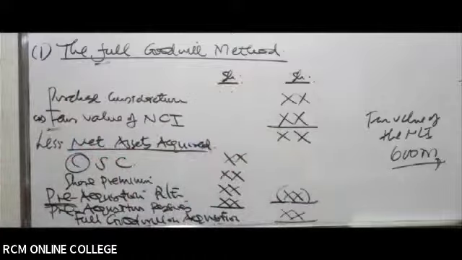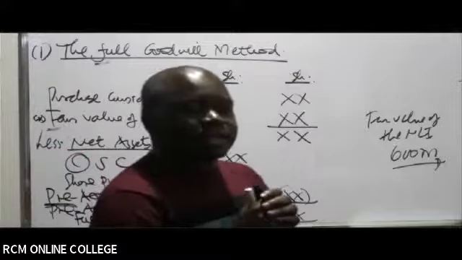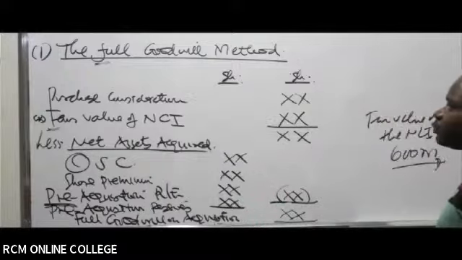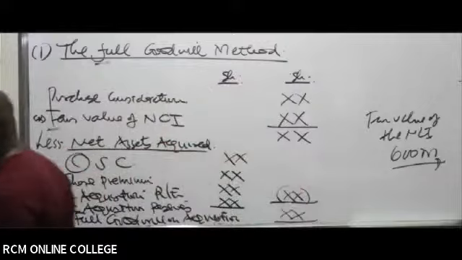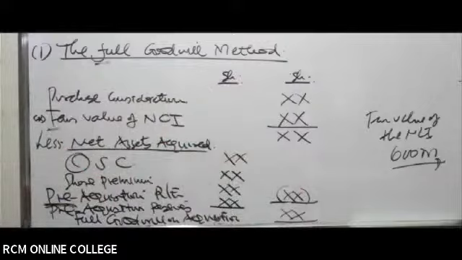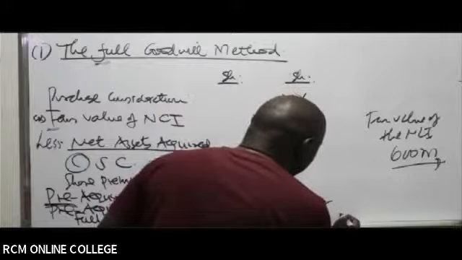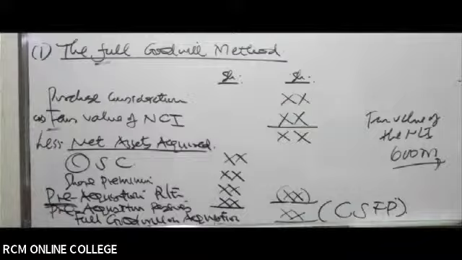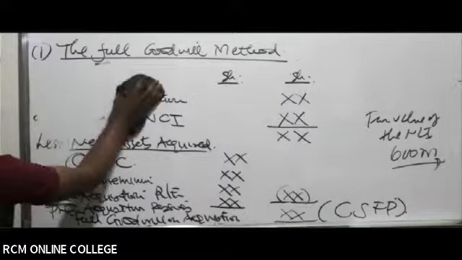If you forget which method you are going to use, remember the examiner's wording: the fair value of the NCI of the subsidiary on the date of acquisition was 600 million. He wants you to use the full goodwill method, but he won't tell you directly. So this one will go to the consolidated statement of financial position. Once we do an illustration, we'll see how it is calculated and how it goes there.